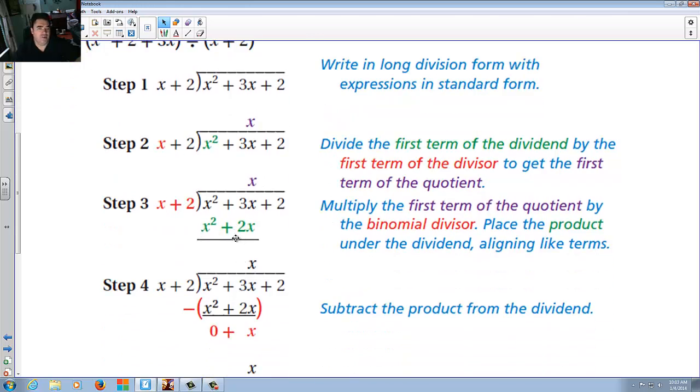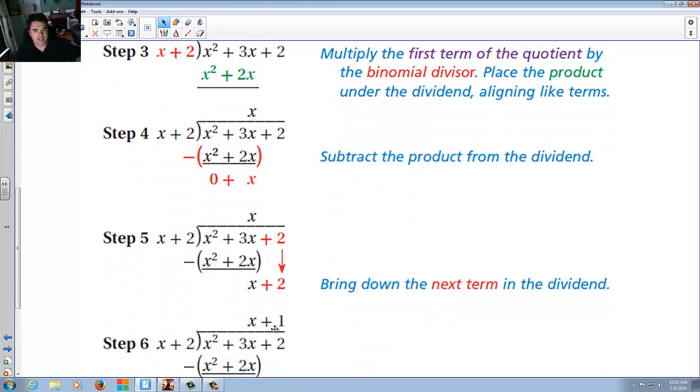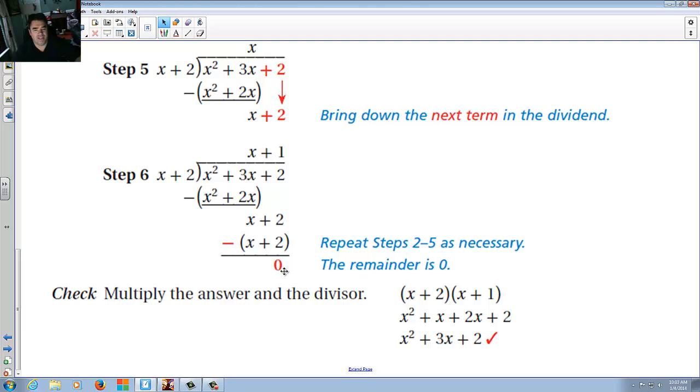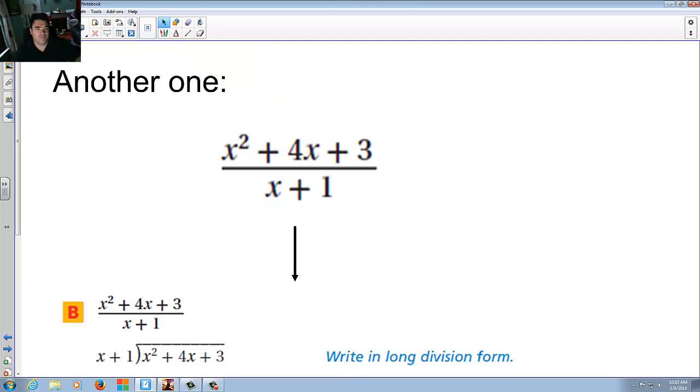However, remember, you're not adding but subtracting, so x squared minus x squared goes away, and 3x minus 2x is 1x. The 2 comes down. Then x plus 2 divided by x plus 2, put a 1 in there. 1 times x plus 2 is x plus 2, minus out, and there's your answer.